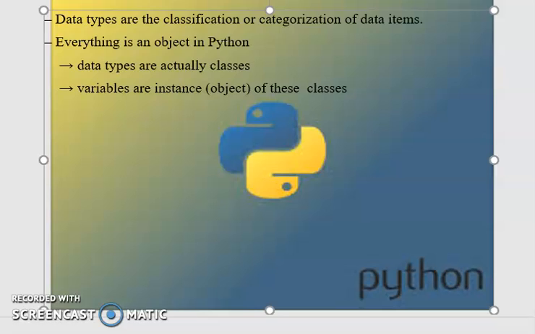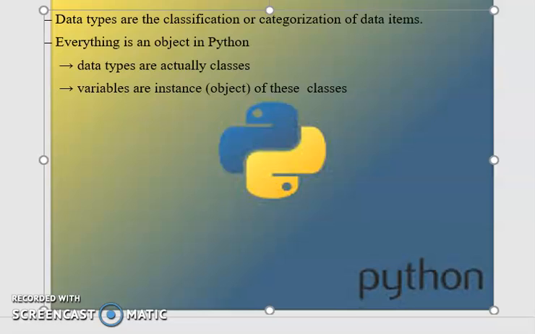In Python everything is an object. So, data types are classes and variables are instances of those classes. That is similar to class and object in C++ or Java. Here, data types are classes and variables are objects. That is data types in Python.